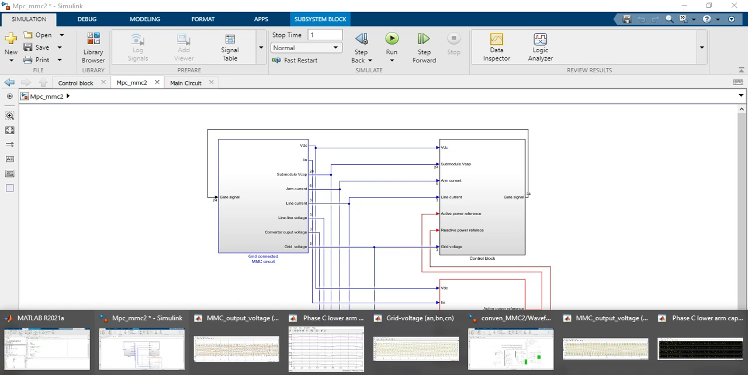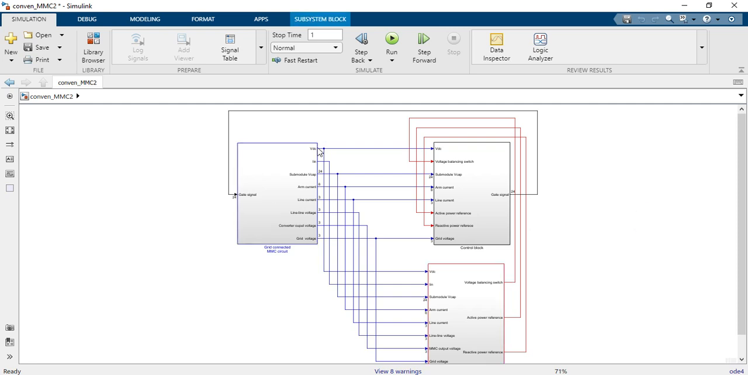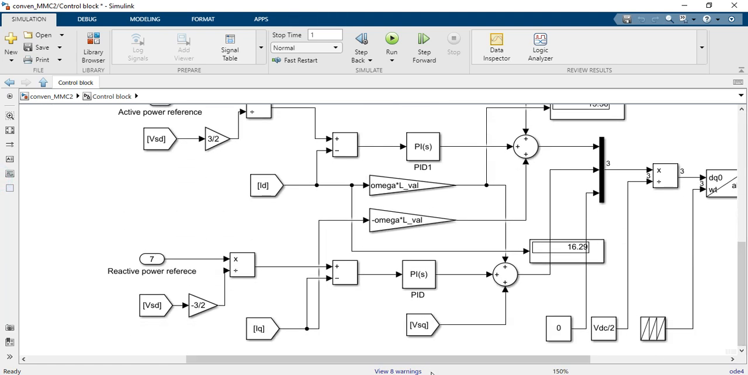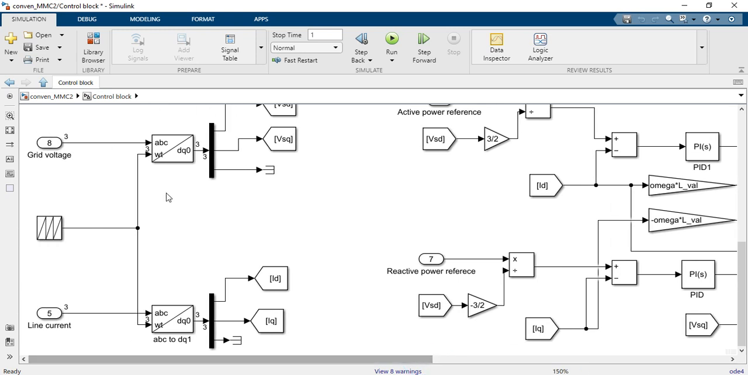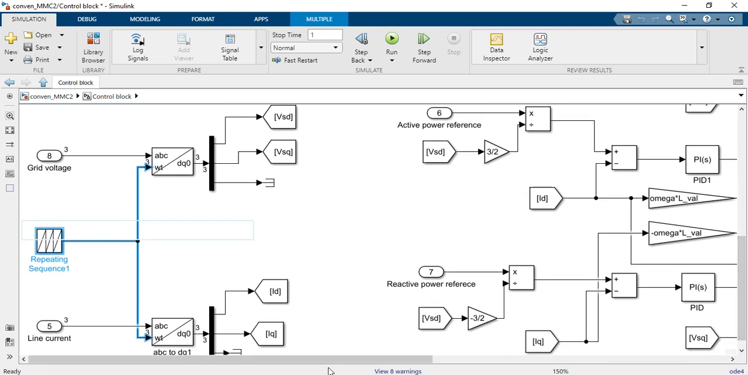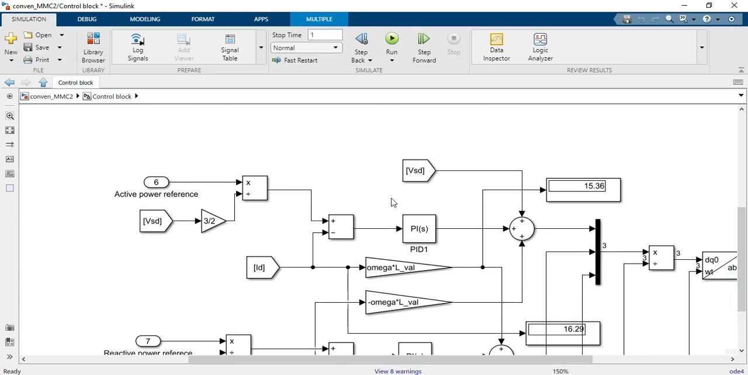Now this is the conventional control block. Let me show you. So this is the conventional model. Now the conventional model is composed of a PI controller, as I told you, we use PLL, and then we have the VD and VQ components, ID and IQ components, and using those we use decoupling and feed forward terms. So this is the PID controller, and this is the ID, and this is the ID ref.